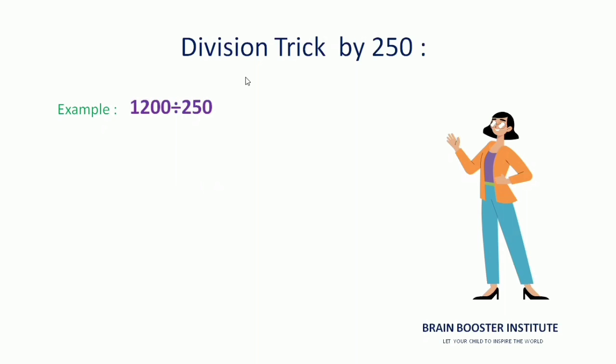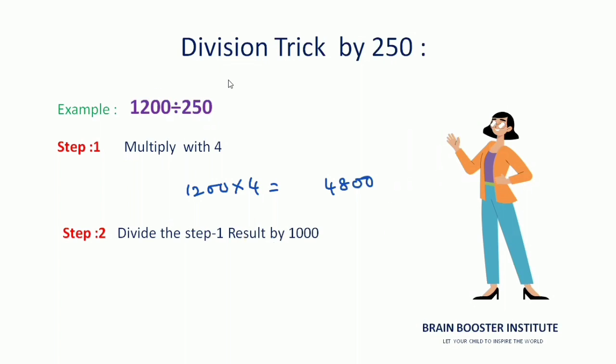1200 is divided by 250. Now let's go with step 1. Multiply with 4. So 1200 into 4 is equal to, 12 4s are 48, so 00. And step 2, divide the step 1 result by 1000. So 4800 by 1000. So my friends, here 4800 is not a multiple of 1000. It doesn't go directly. So here I'm dividing 2 zeros by 2 zeros, and 48 by 10 remains.